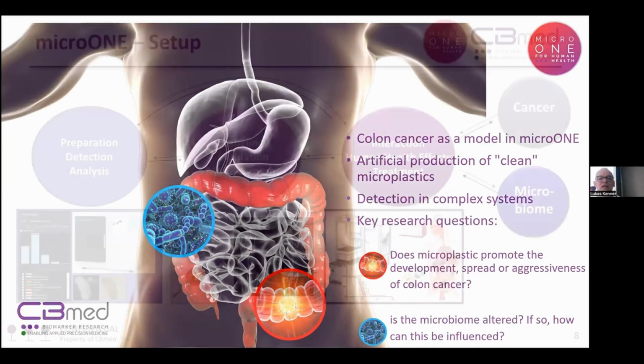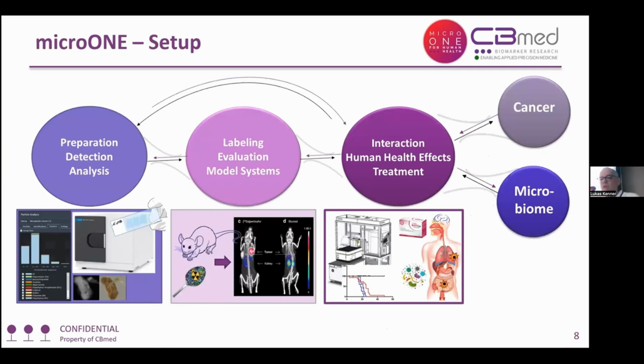And this is our setup. On the one hand, like Verena already introduced, we need to do preparation of the microplastics for detection and analysis, like labeling and evaluation. We have different groups associated here, and we use model systems for colon cancer. We'll come to that in a minute. And then we also want to look at interaction and the human health effects.